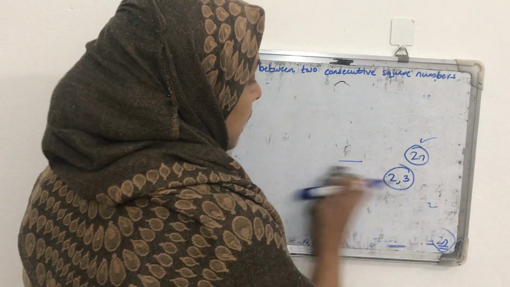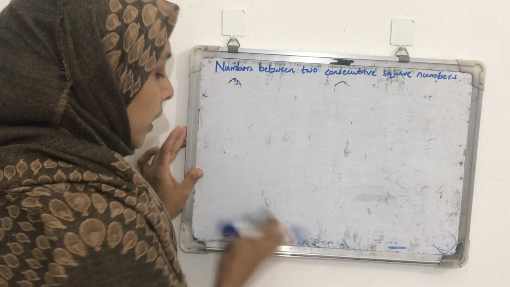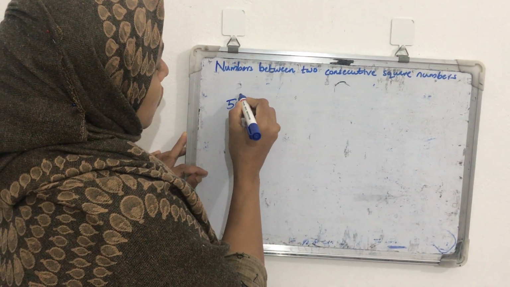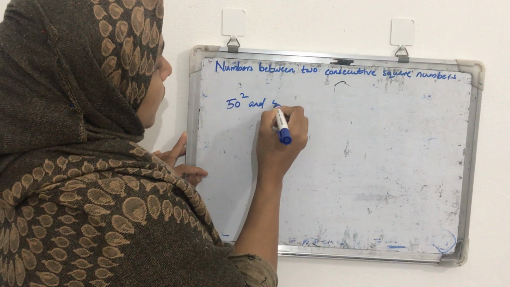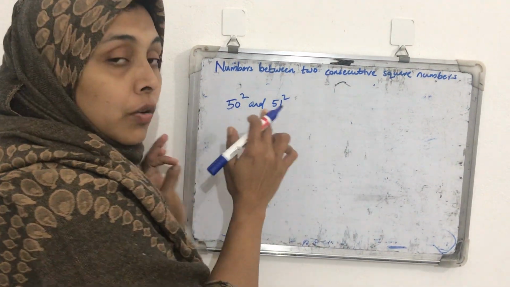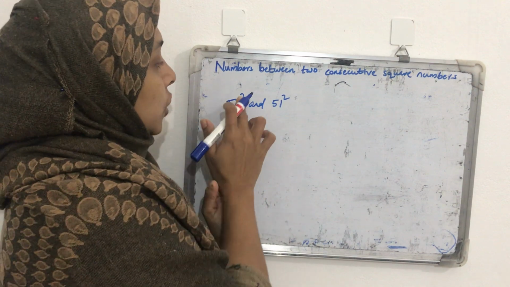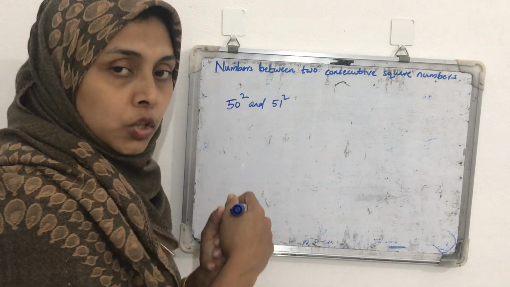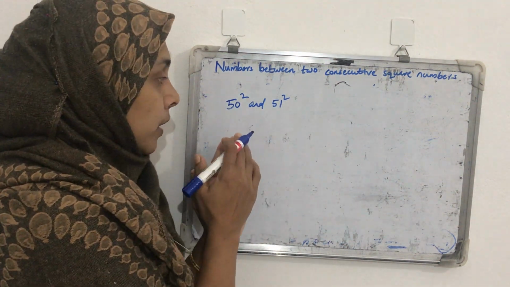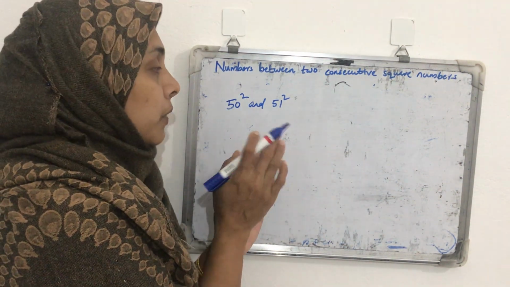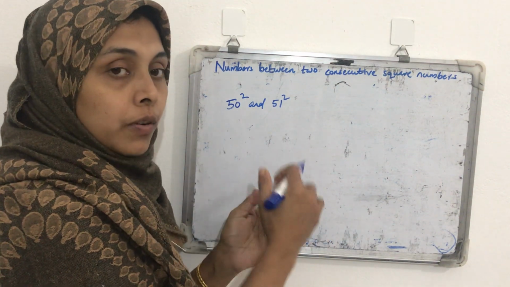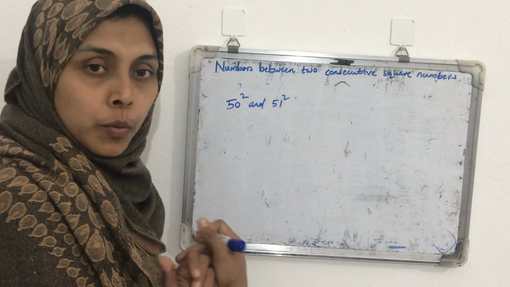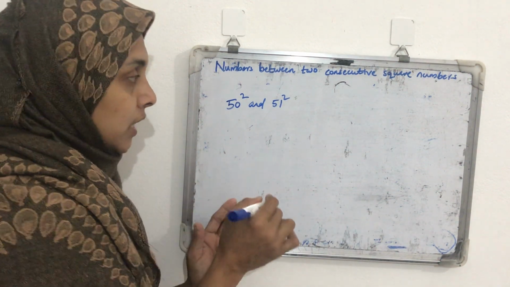Find out how many non-perfect square numbers there are in between 50 square and 51 square. Both are consecutive square numbers. Is it possible to count how many non-perfect squares there are? First we find the square of 50, then the square of 51, and after that count how many numbers there are in between. It is not possible, so we can use that easy method.